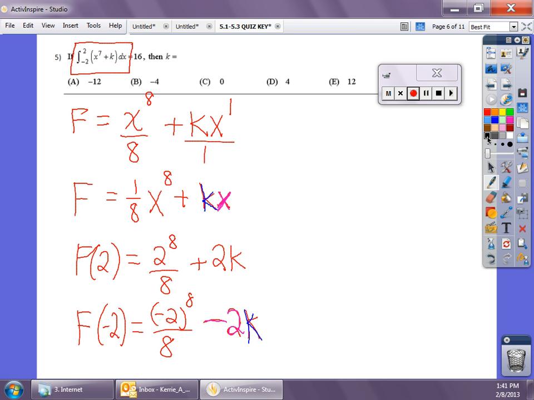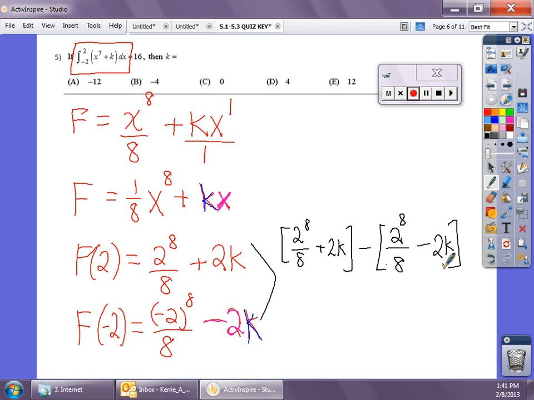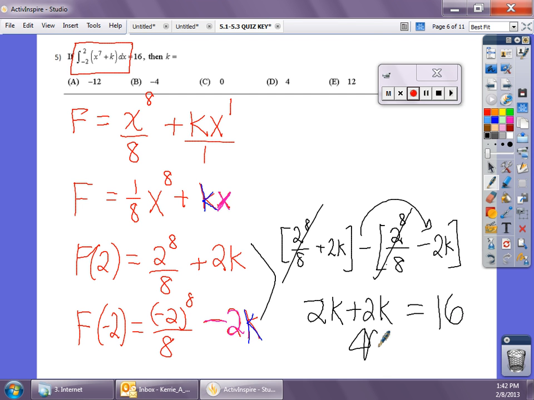So to find the final answer to my definite integral, we would have 2 to the 8th over 8 plus 2k, minus negative 2 to the 8th, because it's an even power, it's the same as 2 to the 8th. Cancels the negative, and then minus 2k. So subtracting would cancel this. I get 2k, distribute the negative again, plus 2k is the answer to the definite integral. But remember, the definite integral is equal to 16, so this is equal to 16, so 4k equals 16, k equals 4.